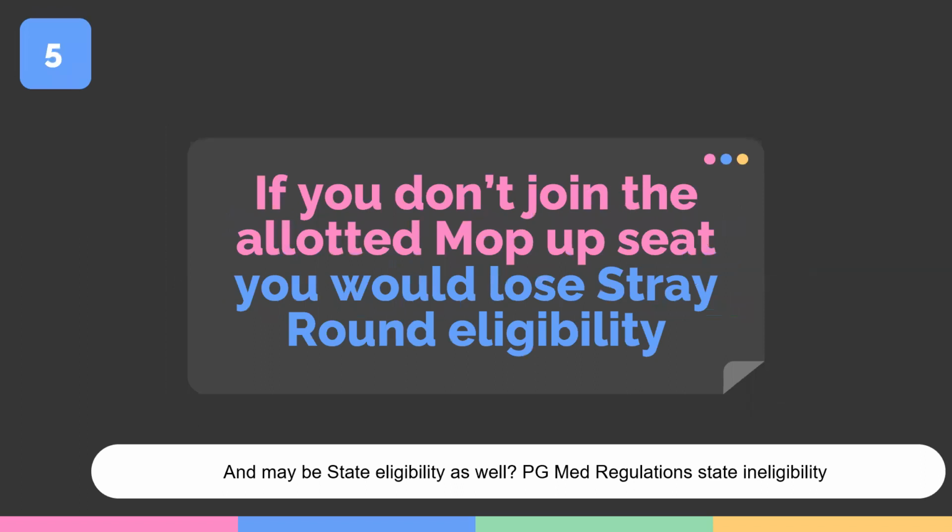And if you don't join an allotted seat in mop-up, you will lose stray round eligibility. Again, we are emphasizing it here. So basically, ensure that you fill in choices for your mop-up round that you wish to join. Not only stray eligibility, state eligibility too.